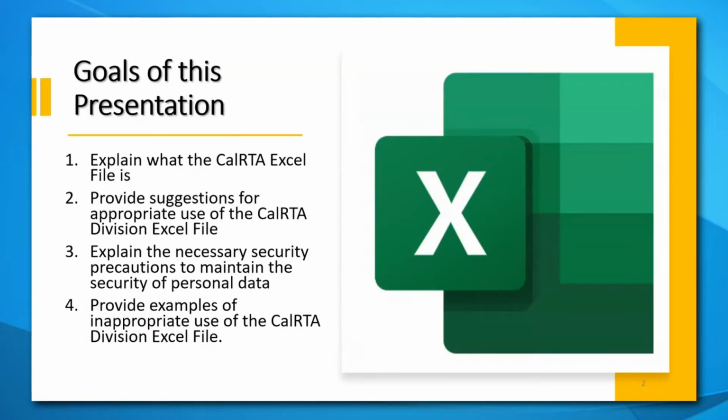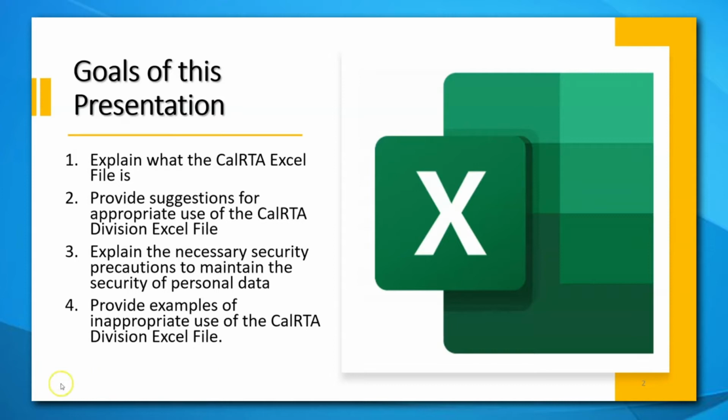Over the course of this short presentation, my goal is to, number one, explain what the CalRTA Excel file is. Number two, provide suggestions for appropriate use of the CalRTA Division Excel file. Number three, explain the necessary security precautions to maintain the security of personal data. And number four, provide examples of inappropriate use of the CalRTA Division Excel file so we don't inadvertently share member information that needs to remain private.